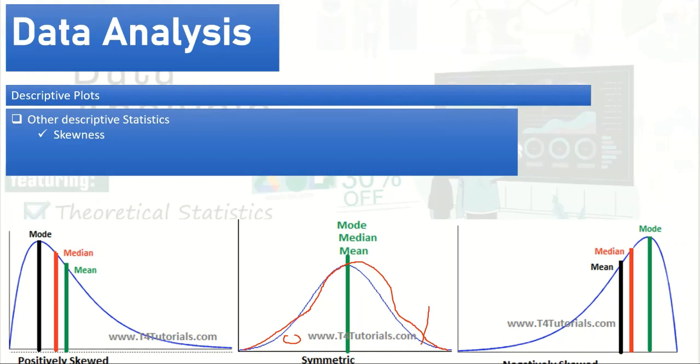In a situation where most people are tilted towards this direction, if this is a test score, it means that most of the class fails and few people pass. So if it's positively skewed, it means that most people fail and few people pass. And here, if it is negatively skewed, it means that few people fail and most people pass.